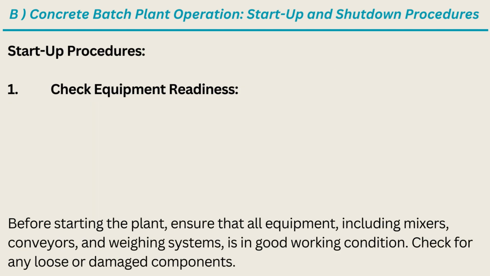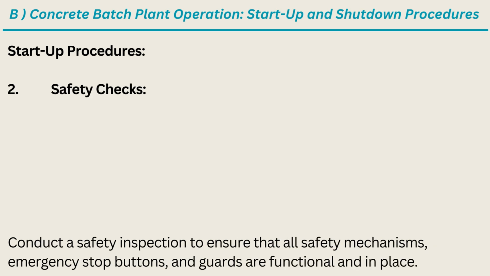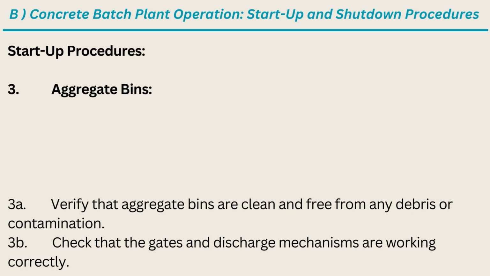Startup procedures. 1. Check equipment readiness. Before starting the plant, ensure that all equipment, including mixers, conveyors, and weighing systems, is in good working condition. Check for any loose or damaged components. 2. Safety checks. Conduct a safety inspection to ensure that all safety mechanisms, emergency stop buttons, and guards are functional and in place. 3. Aggregate bins.